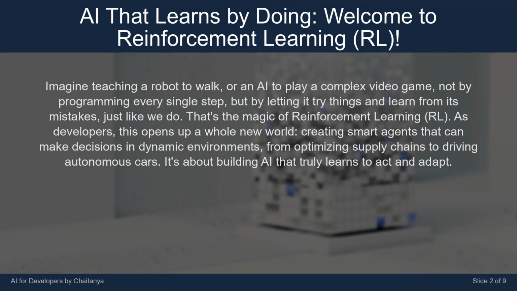Imagine teaching a robot to walk, or an AI to play a complex video game. Not by programming every single step, but by letting it try things and learn from its mistakes. Just like we do. That's the magic of reinforcement learning, RL. As developers, this opens up a whole new world, creating smart agents that can make decisions in dynamic environments. From optimizing supply chains to driving autonomous cars, it's about building AI that truly learns to act and adapt.